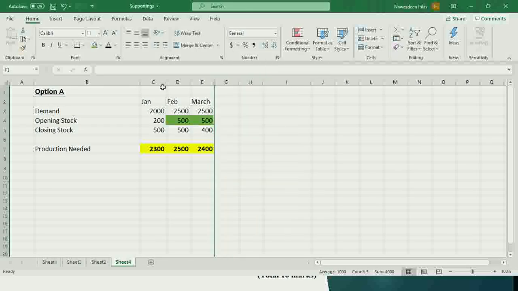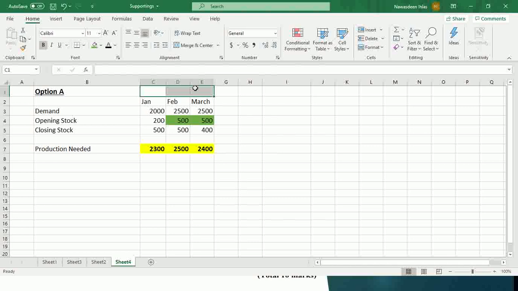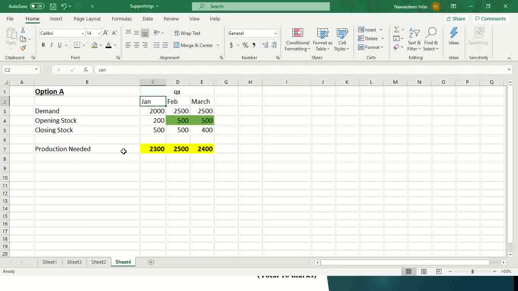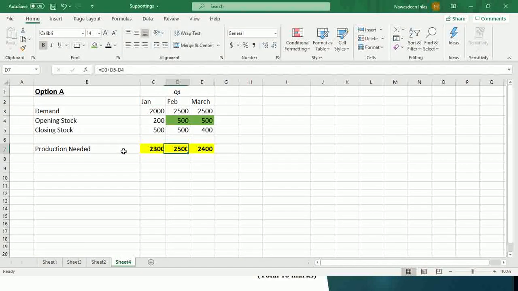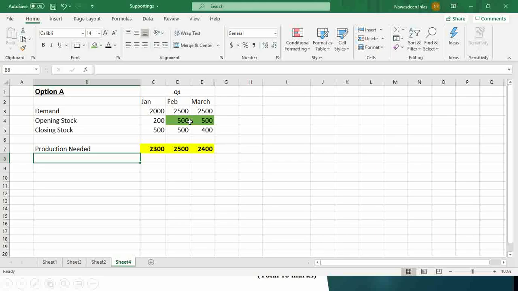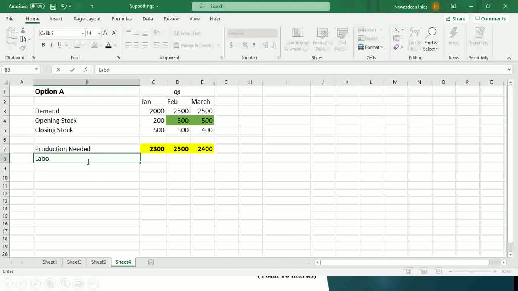They are asking only about the first quarter. So quarter 1, Q1. So this information we have computed. Now we know what is the production needed in January, in February and March. Right, now we are going to change only our labor force or workforce. Right, then the second point, we want to know what is the labor hour requirement. So they have given, to produce 1 unit we need 2 labor hours. So labor hour requirement.